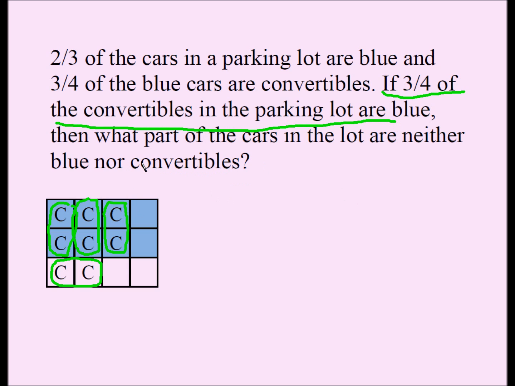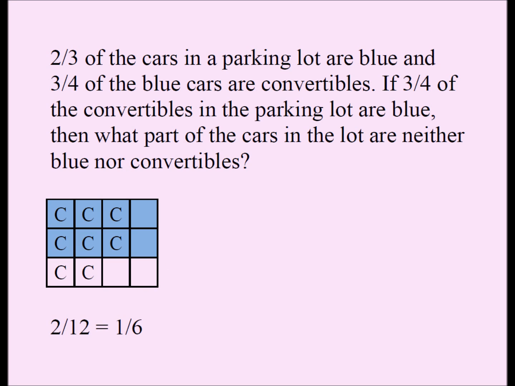Now the last part of my question, what part of the cars in the lot are neither blue nor convertible? 2 of these are neither blue nor convertibles. 2 out of 12. There are 12 boxes. So let's erase everything. So these 2 are neither blue nor convertible out of 12. So my answer is going to be 2/12 of the cars are neither blue nor convertibles, or 1/6 if you reduced your fraction to twelfths.